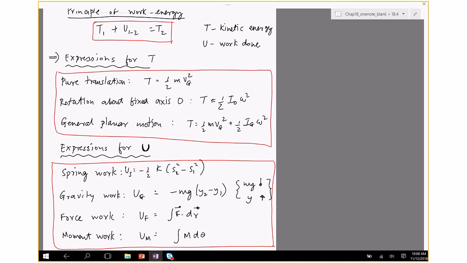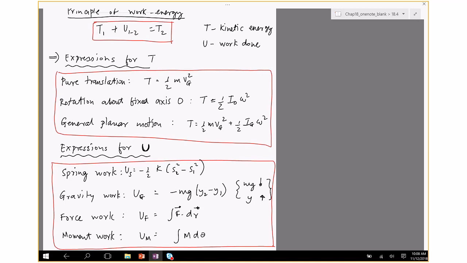The expressions for work done are the same ones as we've done in the past in chapter 14. There is spring work, always negative. Gravity work: the convention is mg is down, y is up, so it's negative. In general, if force causes motion in the same direction, then the work done is positive. If force is in one direction and displacement is in the other, then the work done is negative. So using all these, we can now solve problems using these principles.